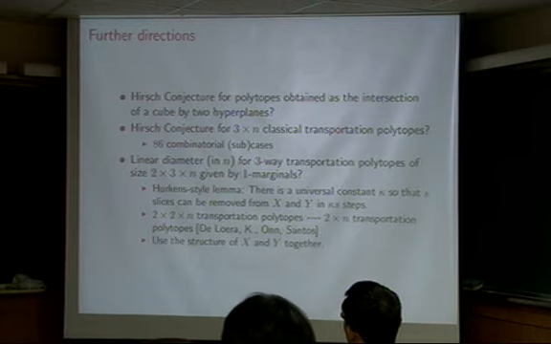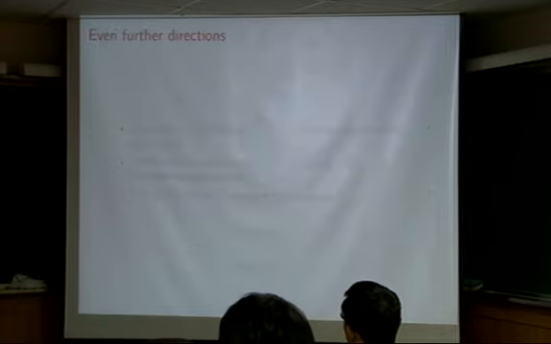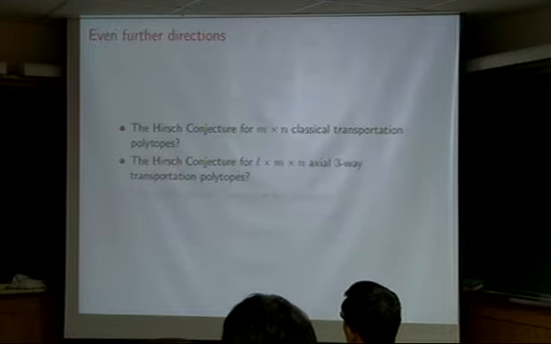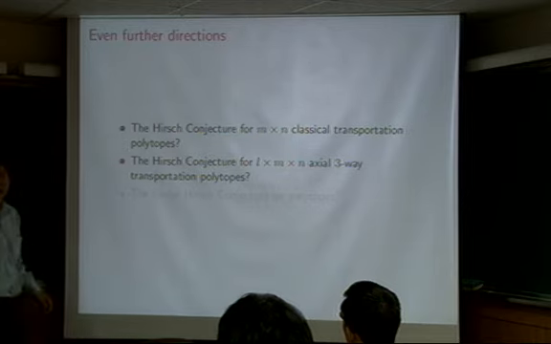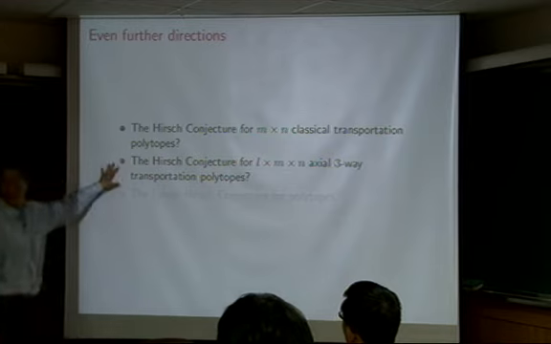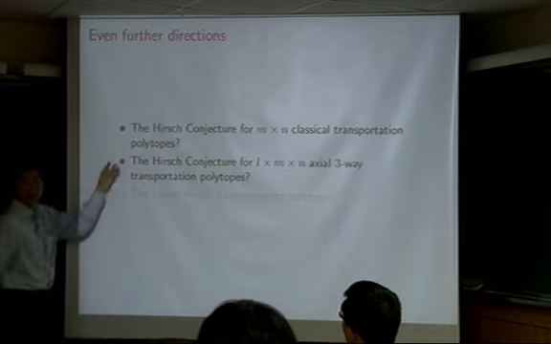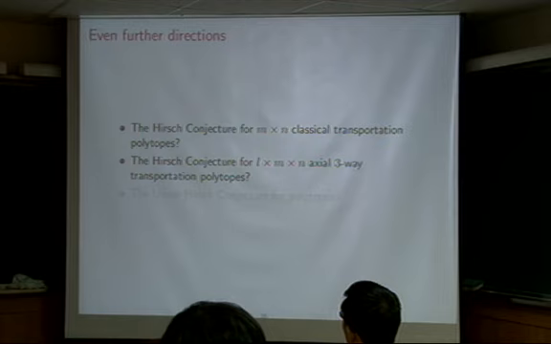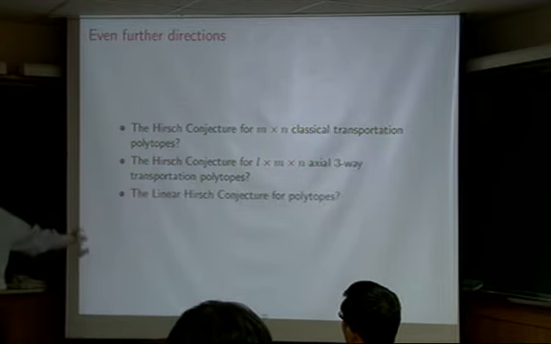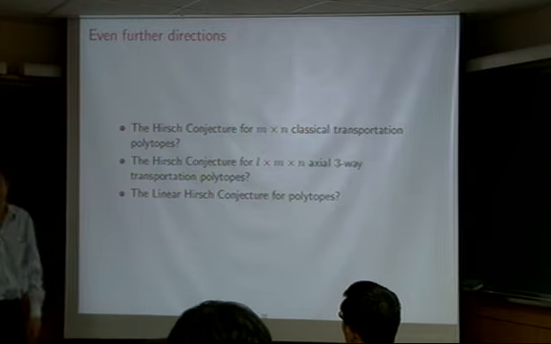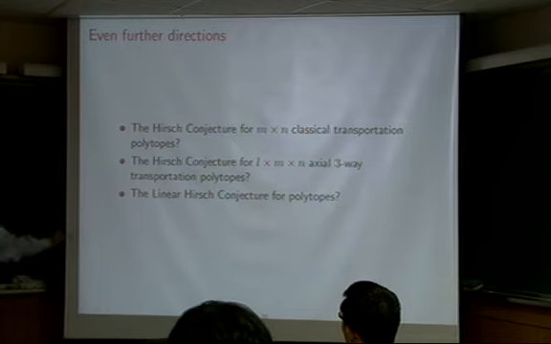Looking further than transportation polytopes, we can ask, I mean, these are more lofty things, right? Just prove the Hirsch conjecture generally for n by n transportation polytopes. I'm not even sure I believe this is true anymore. Now I've said this on video. And then, well, the analogous question for L by n 3-way transportation polytopes. And then, finally, with that, perhaps that last approach or something else, what about the linear Hirsch conjecture for polytopes in general, or for transportation polytopes for that matter?